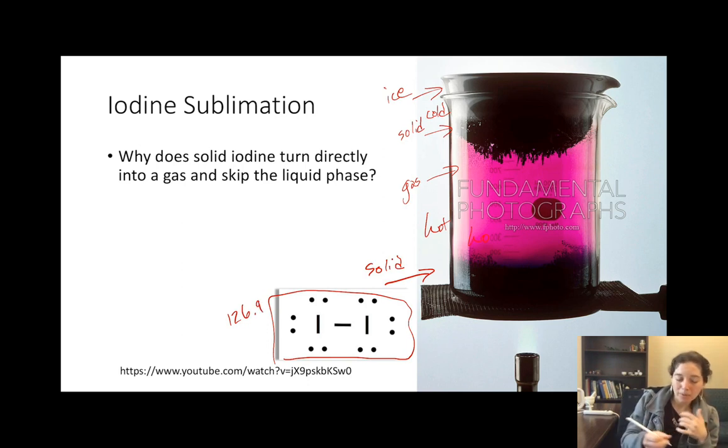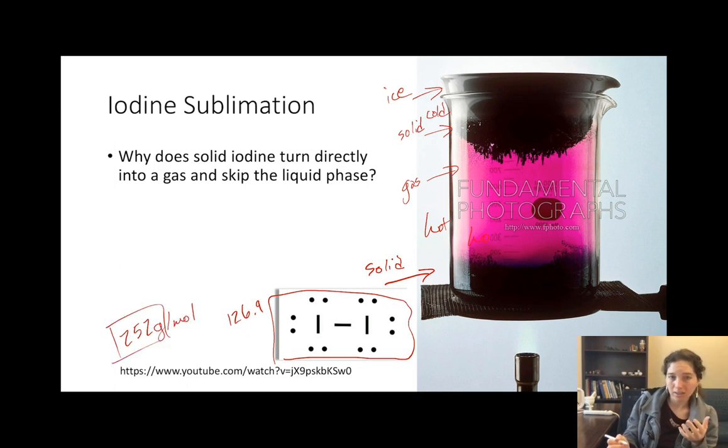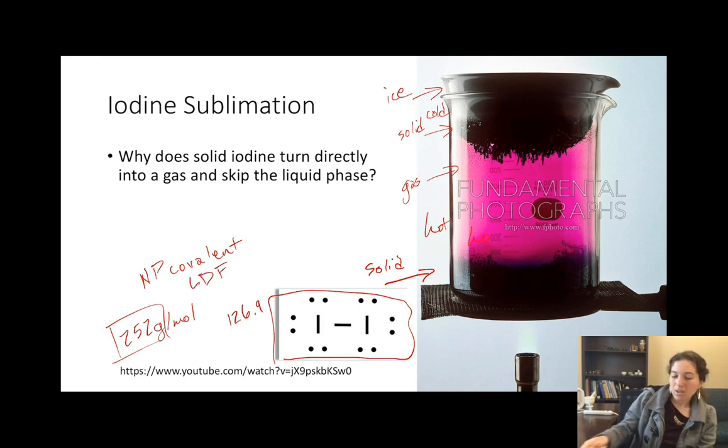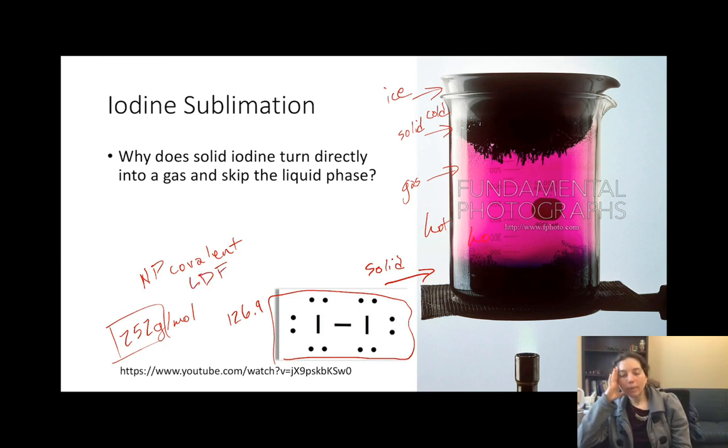So you add up two of those, and 252 grams per mole is its molar mass. It's really heavy. But its intermolecular forces here are nonpolar covalent. Intramolecular forces are nonpolar covalent. So that means that its intermolecular forces are London dispersion forces. So its attraction is really weak, but it's also a really heavy substance.